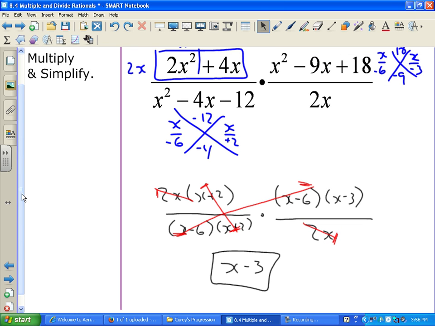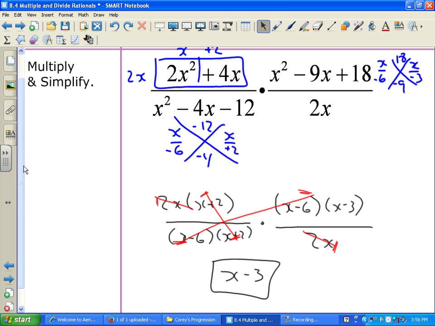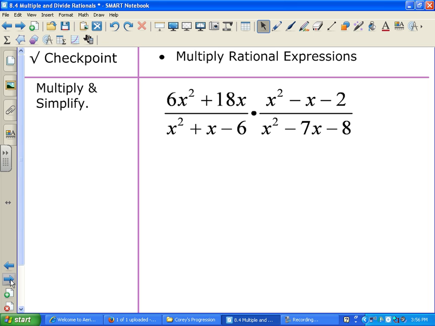Factor first, then simplify. Checkpoint, you guys. Factor first, then simplify. Pause the video. Unpause it when you're ready to go on. All right. Hopefully you paused the video and you're ready to roll.